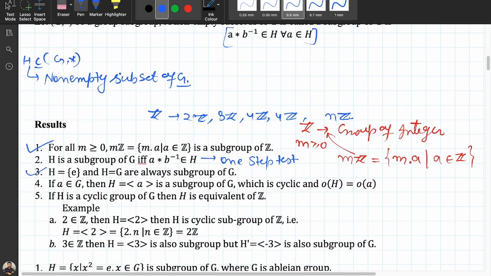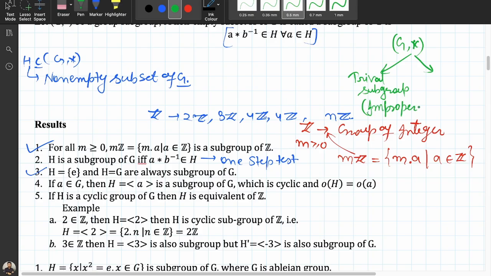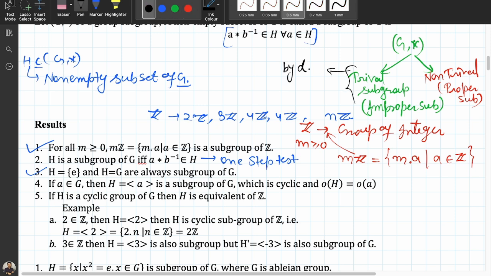Now I want to talk about the types of subgroups, which are very, very important. So simply, if I have any group G star, then there exist two types of subgroups. One is known as the trivial subgroup, which is also known as the improper subgroup. Another one is known as the non-trivial subgroup, also known as the proper subgroup. Now, what is the meaning of trivial? Trivial means by default.